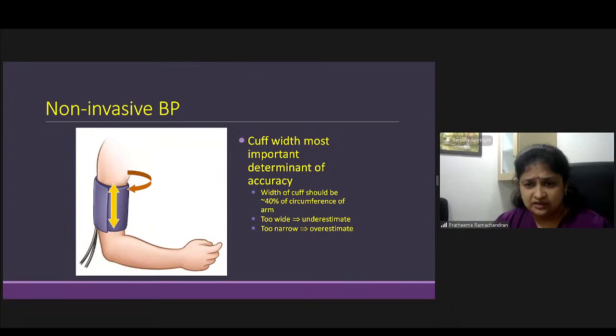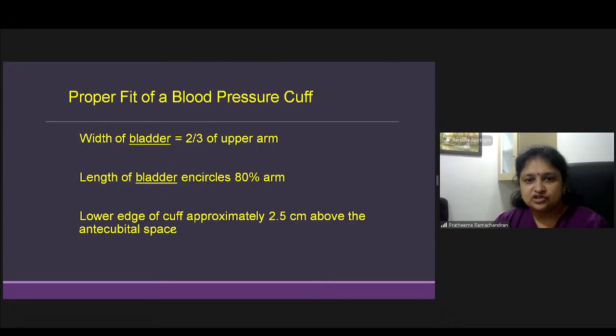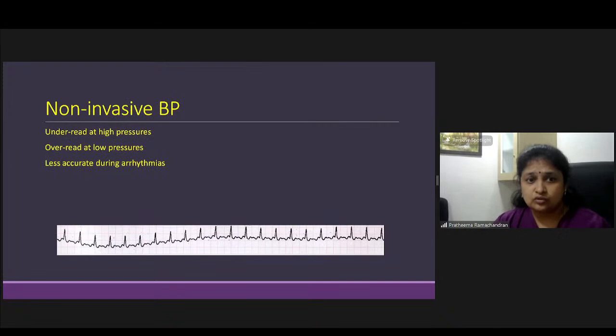So the width of the bladder should be 2/3 of the upper arm and the length should be at least encircling 80% of the arm. So we must make sure it is not crossing the antecubital space and it should be at least 2.5 cm above the antecubital space. This is a proper fit of a blood pressure cuff. So non-invasive, it underreads at high pressures, overreads at low pressures, and is less accurate during arrhythmias.